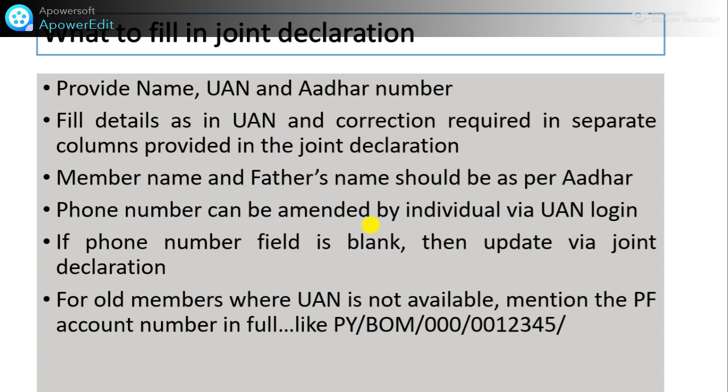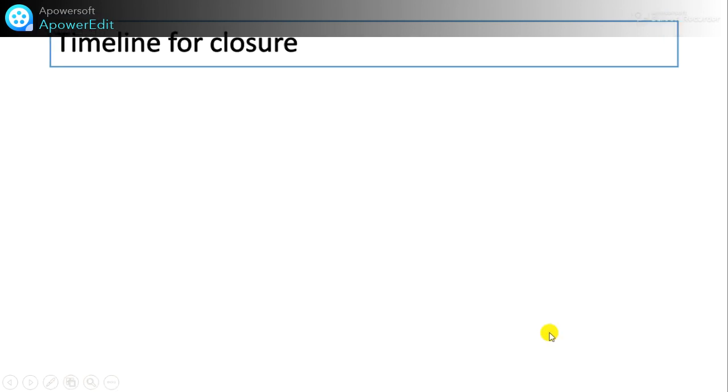There's also some instances where the members do not have an UAN. So they will just have a PF number. In such a case where the UAN is not available, please mention your full PF account number, which appears something like this, which is the code of your company, and then your last digits of your PF number.